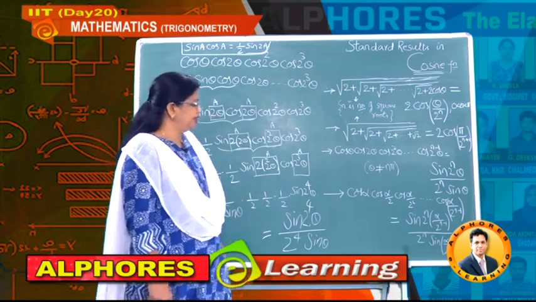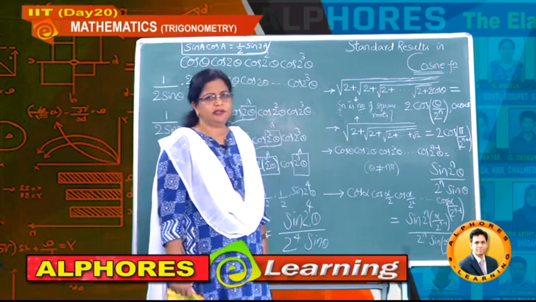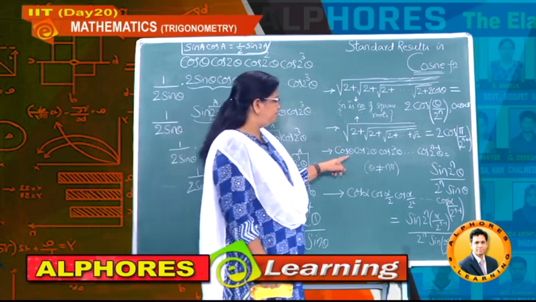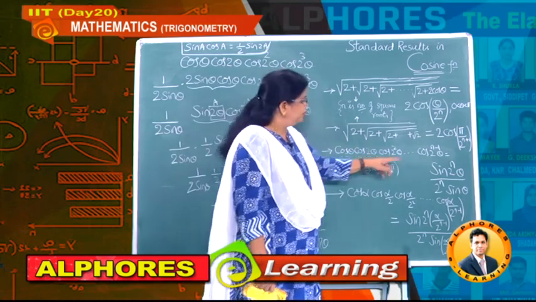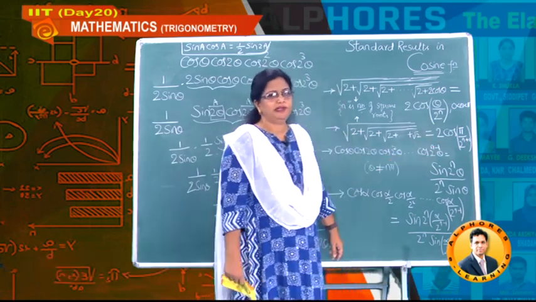So now let us observe, students, the other result. What is the other result here? Theta, 2 square theta, 2 to the power of n minus 1 theta.